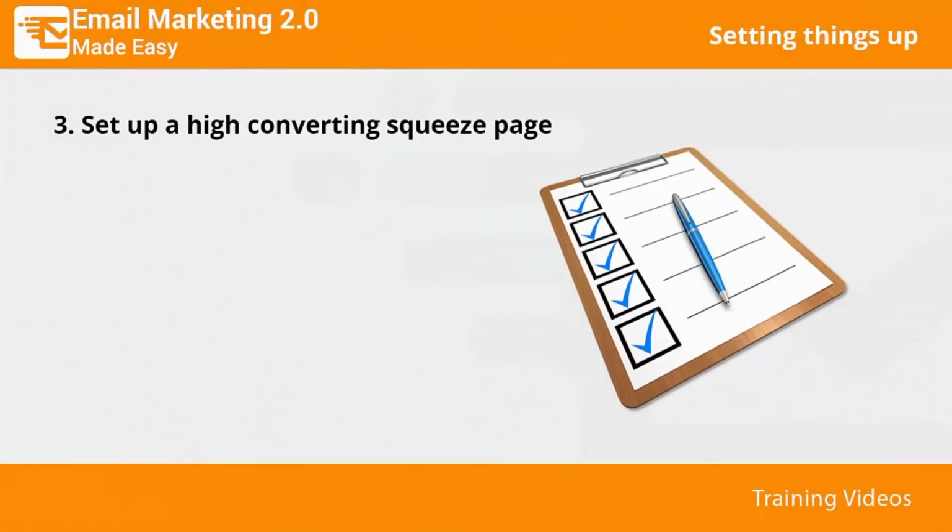Set up a high-converting squeeze page. You need to set up a high-converting squeeze page, so let me share 3 specific steps that you can follow. A. Select your social squeeze page's topic. This certainly is the most important step.